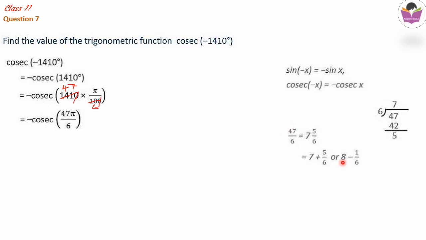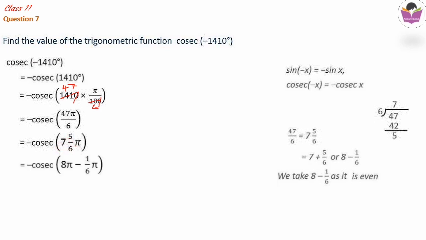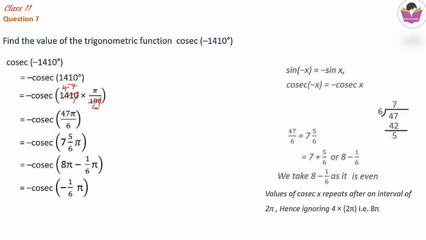Now the first number is a multiple of 2. So we take 8 minus 1 by 6 as it is even, because we want an even number. Minus cosec 7 5 pi by 6. Actually this is the actual answer, but we don't want this one. We are splitting this one as minus cosec 8 pi minus 1 by 6 pi. Here 8 pi is a multiple of 2 pi, that we can consider as 0, because after every 2 pi the trigonometric function values are repeating.